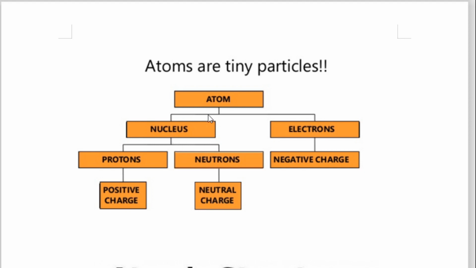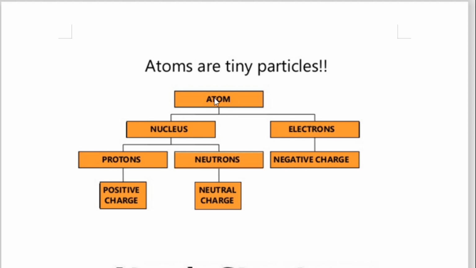And now in the atom there is a nucleus, and in the atom there are protons and there are neutrons. Protons are positively charged. To balance the number of protons which are positively charged, whatever the number of protons, that many electrons are there in the atom. So atom consists of nucleus, protons, neutrons, electrons. So I am going to show you the image or the photo of the atom.